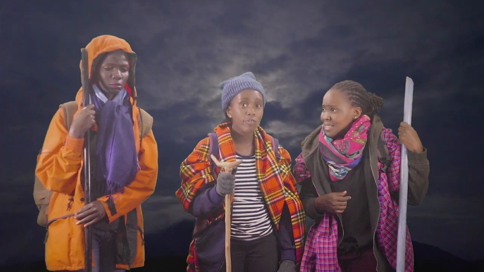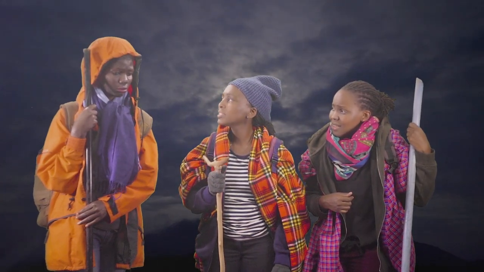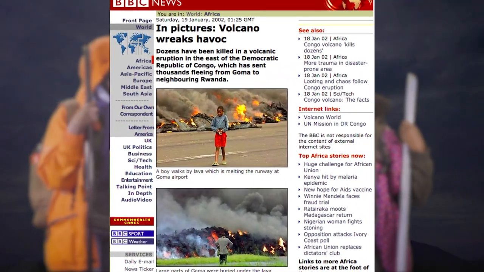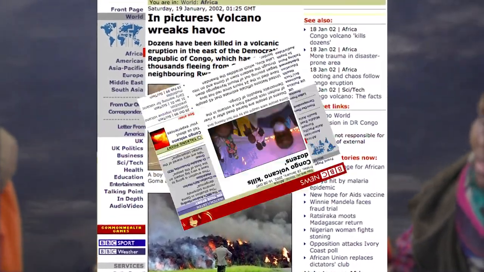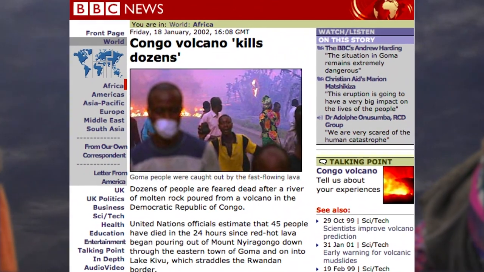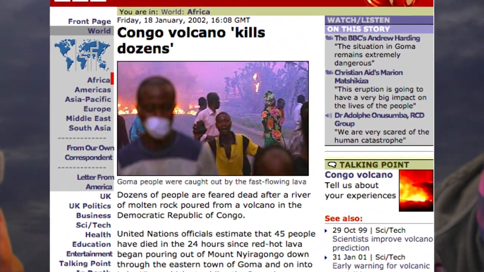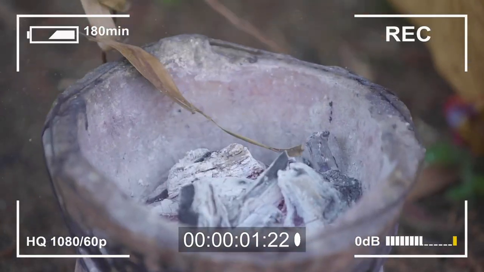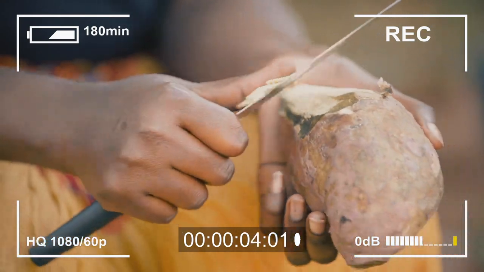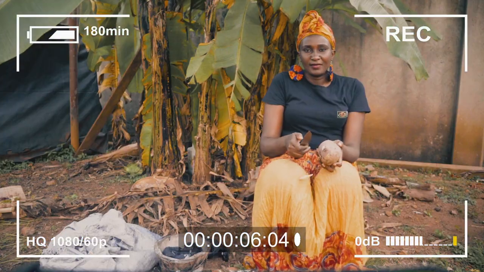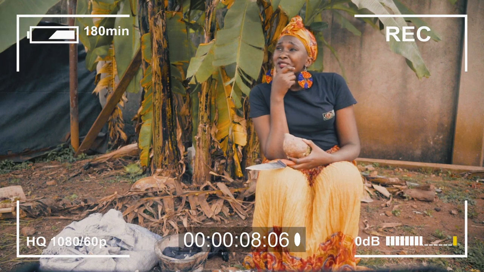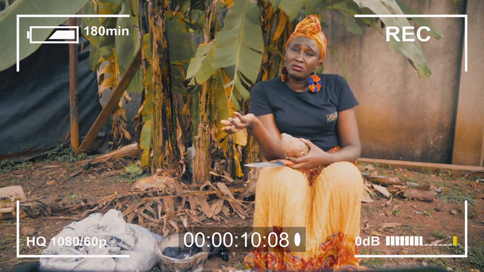The last time it erupted, there were good warning systems, so 400,000 people living down in Goma managed to escape and evacuate. Yet sadly, 245 people still lost their lives. And Goma town changed again forever. There we can see Mama Flora. She's remembering what happened. Eh, it must be nearly 20 years ago now.